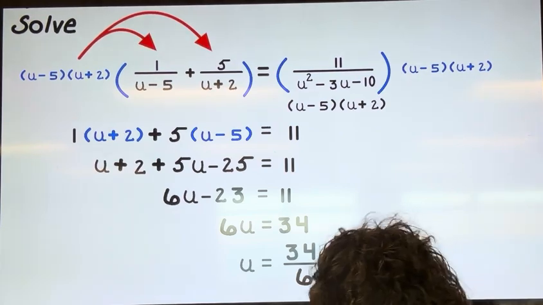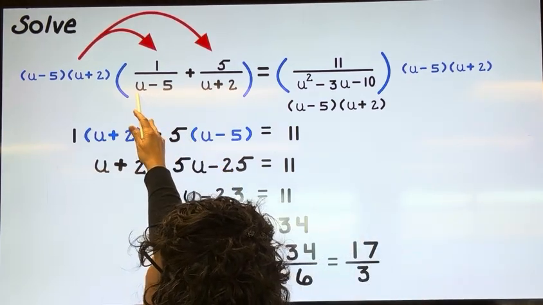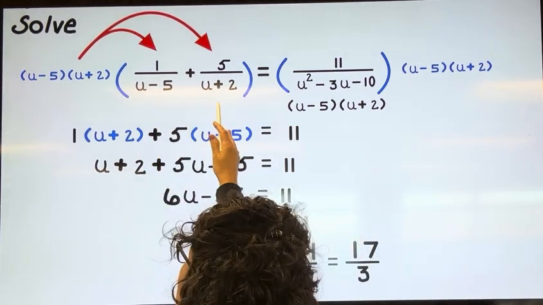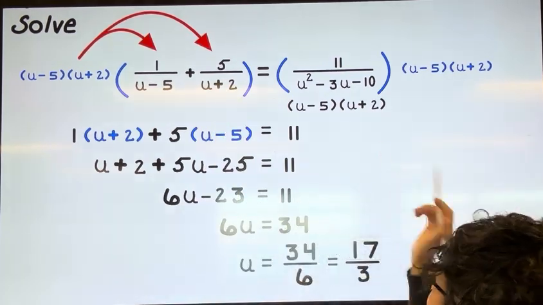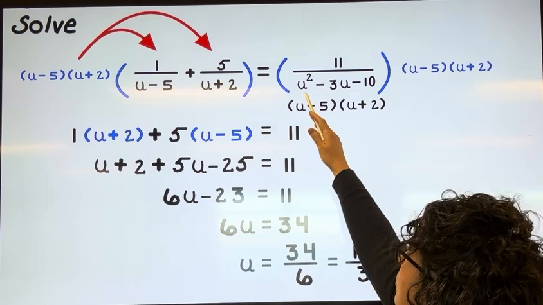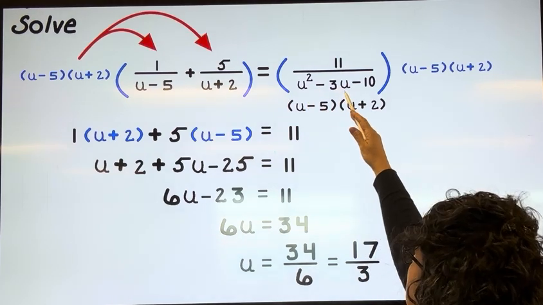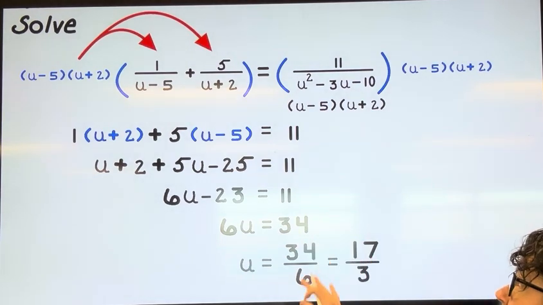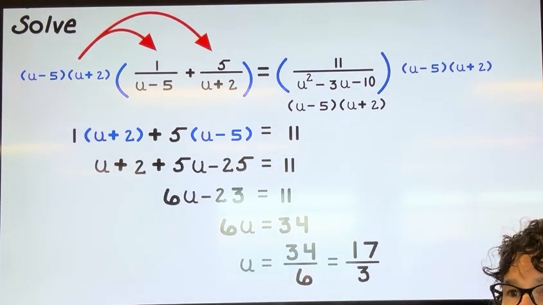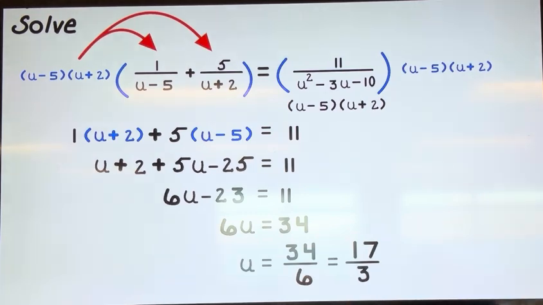If you put 17 over 3 here, 17 over 3 minus 5 is not 0. 17 over 3 plus 2 is not 0, and 17 over 3 squared minus 3 times 17 over 3 minus 10 is not 0. So it doesn't lead us to divide by 0. It's not an extraneous solution. So 17 over 3 is our final answer.